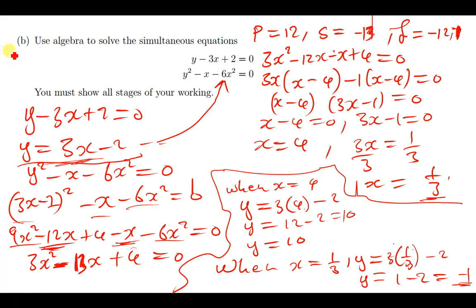You say x is equal to 4 when y is equal to 10, and then the other one will be x is equal to 1 over 3 when y is equal to negative 1. So these are the answers that they wanted us to find.